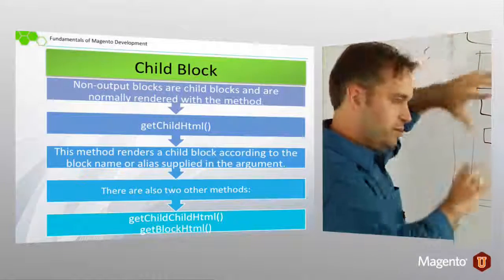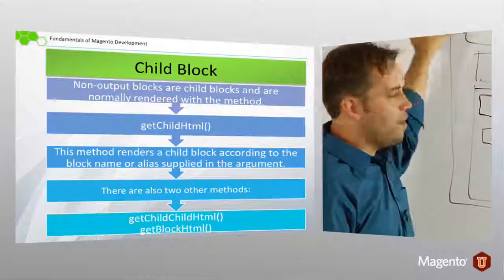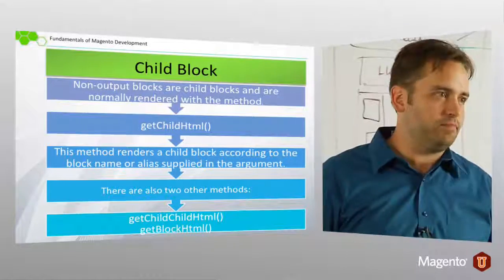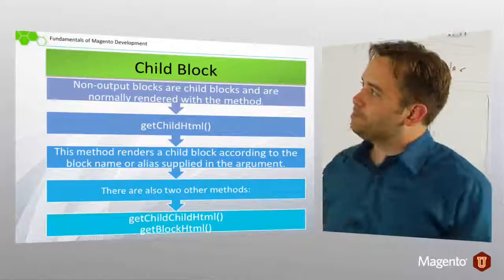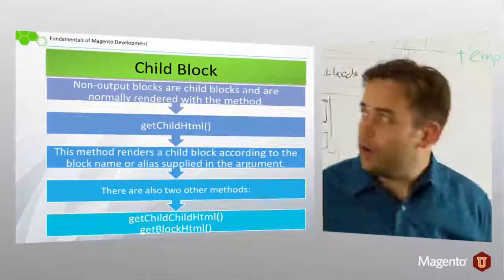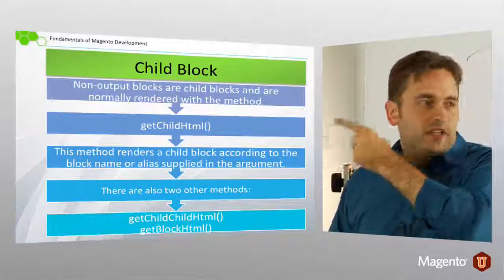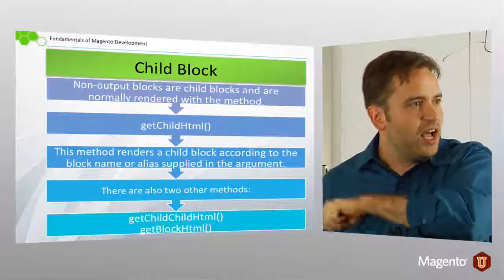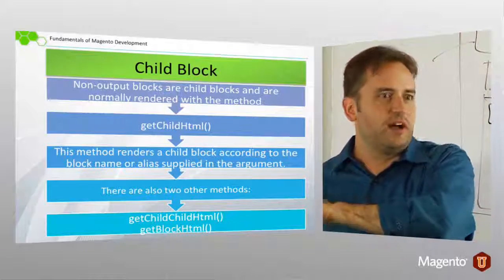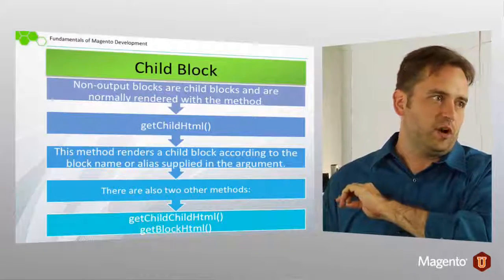Output block, the outermost block. All the other blocks inside are child blocks. And they are accessed using getChildHTML. And I have a slide here. We're going to start looking at these template files and looking at these getChildHTML calls. All right?